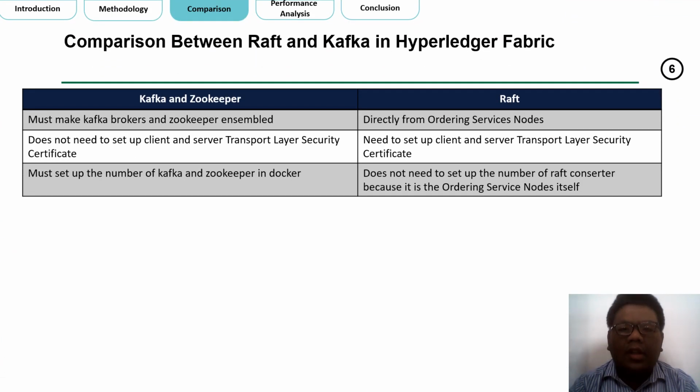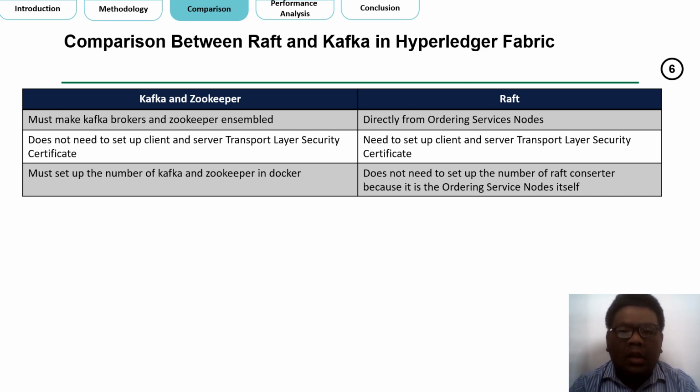Overall, Raft is easier to set up than Kafka because Raft is built directly from the ordering service nodes, while Kafka must make the Kafka brokers and Zookeeper ensemble so that the crash fault tolerant process can run. However, Raft is more complicated than Kafka when making channel configuration, only because Raft has to set up a client and server transport layer security certificate, compared to Kafka, which only needs to determine the number of Kafka brokers and zookeepers ensemble.